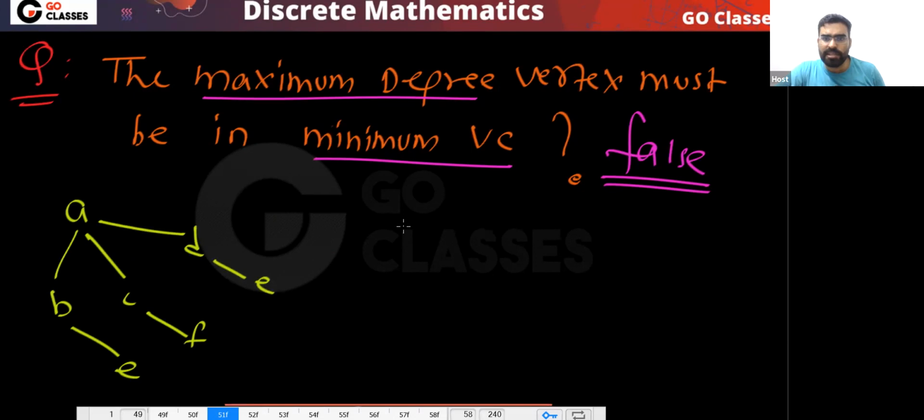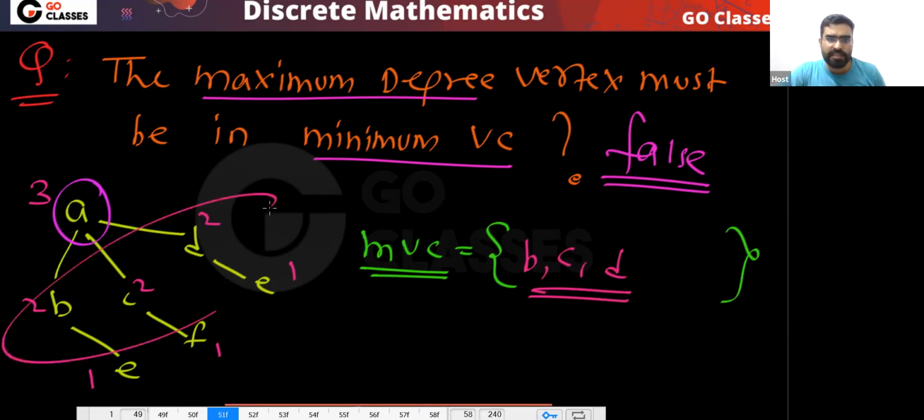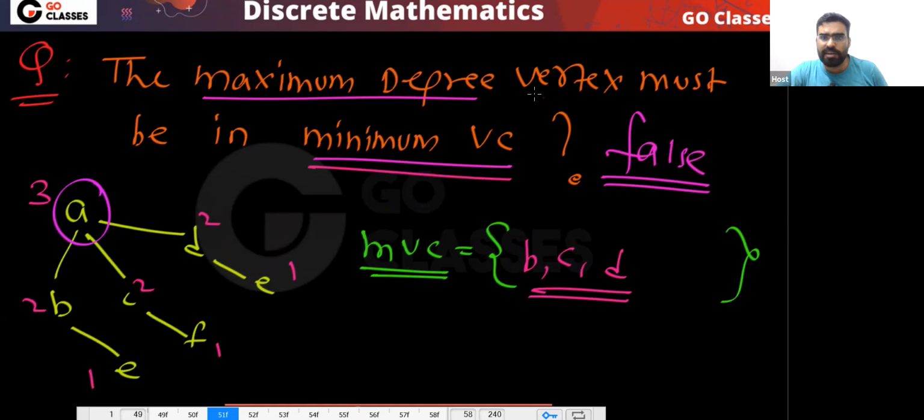Tell me, which vertex has maximum degree? This vertex has maximum degree. The other vertices have degrees 2, 2, 1, 1, 1. But what is the minimum vertex cover? The minimum vertex cover will be B, C, D. Yes or no? So the statement that the maximum degree vertex must be in the minimum vertex cover is false.